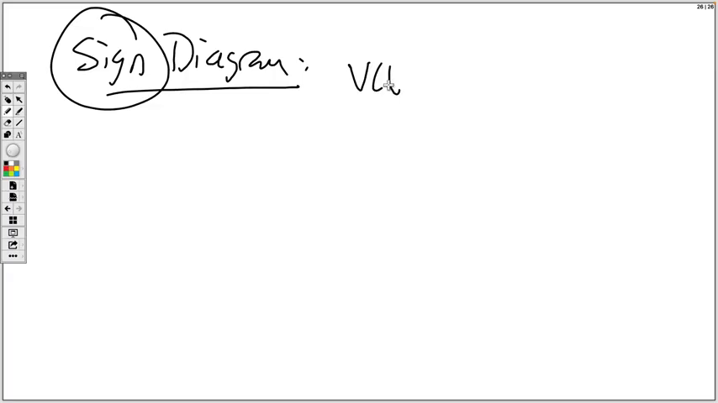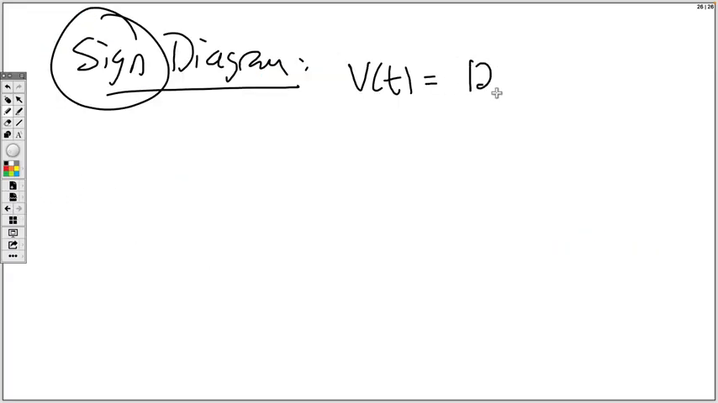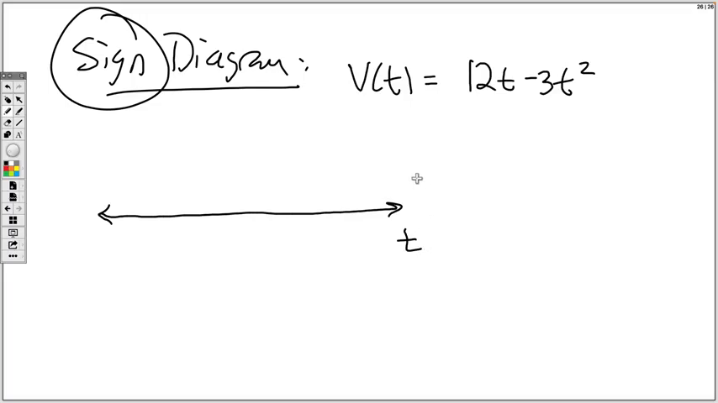So if I look at my v of t, it's 12t minus 3t squared. And here's how I like to think about a sign diagram. I'm just going to draw the number line here. And I'm going to put the t's down here, the inputs, and then the v of t's up here. So down here are going to be the t values I've got. And then above it, the v of t, these are going to be the sign values.